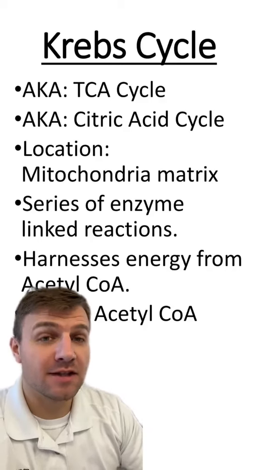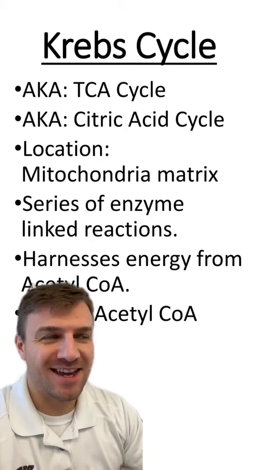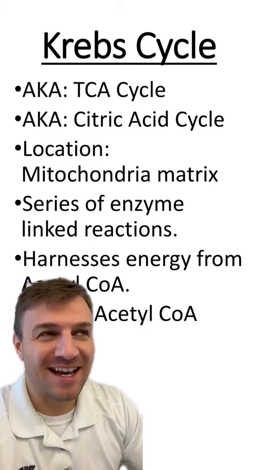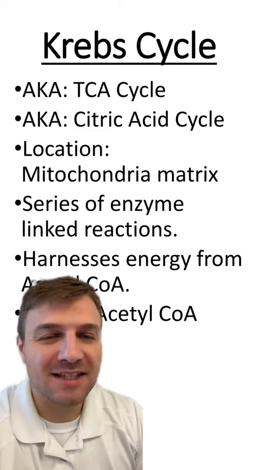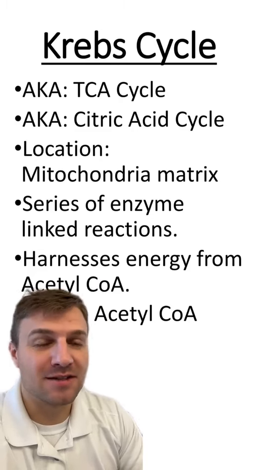Let's talk about the third step within cellular respiration, which is known as the Krebs cycle. It's also known as the TCA cycle, and it's also known as the citric acid cycle. Yeah, it does have 3 names, but I typically call it the Krebs cycle. The Krebs cycle occurs in the mitochondrial matrix. That's the liquid inside a mitochondria.